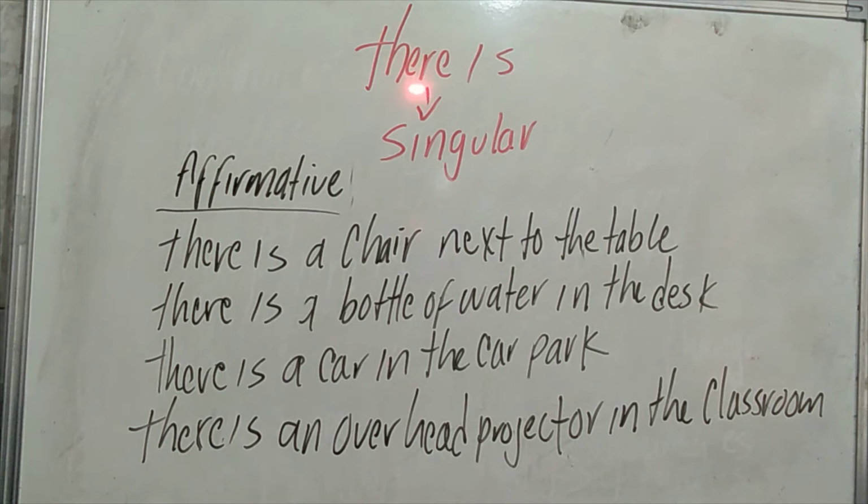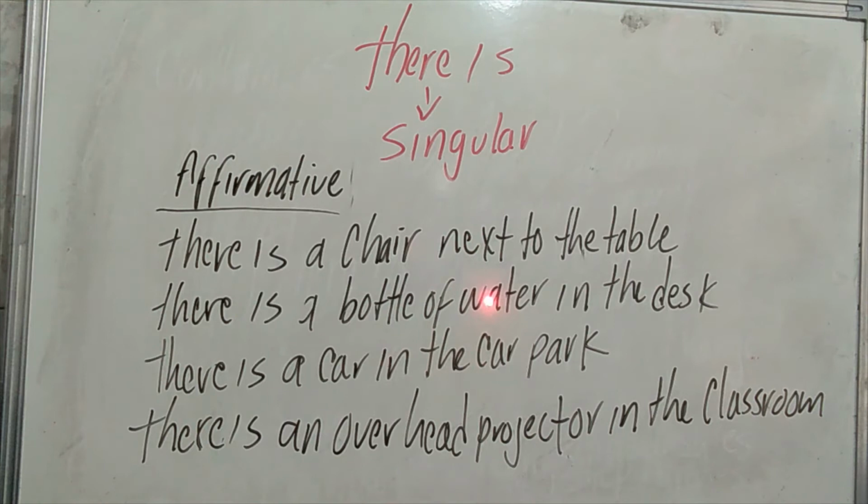¿Sale? Entonces, este lo vamos a utilizar con lo que eran los contables y los no contables de la lección 11. ¿Sale? Ahí vimos eso, cómo podíamos hacerlos, cómo podíamos pluralizarlos. Entonces, aquí vamos a tomar esta situación. Aquí, como es singular, pues solamente nos vamos a referir, por ejemplo, en este caso dice a chair, una silla, a bottle of water, una botella con agua, a car, un carro, an overhead projector, un proyector. ¿Sale? Entonces, acuérdense, aquí estamos ocupando lo que utilizamos en la lección 11.